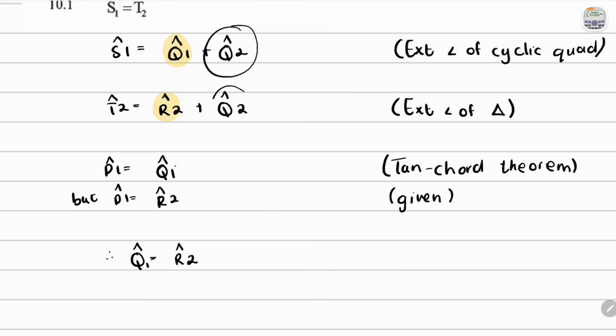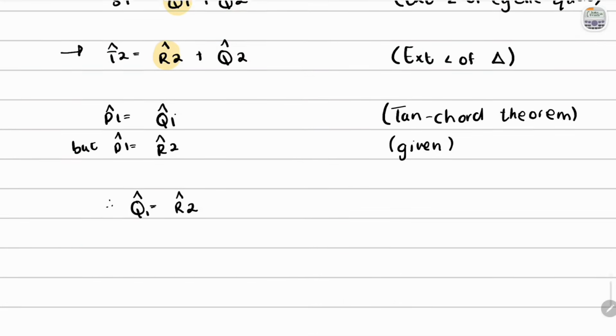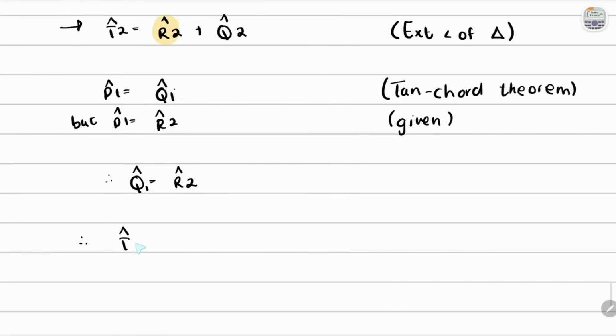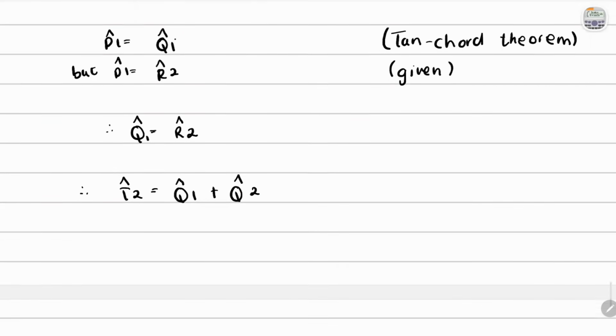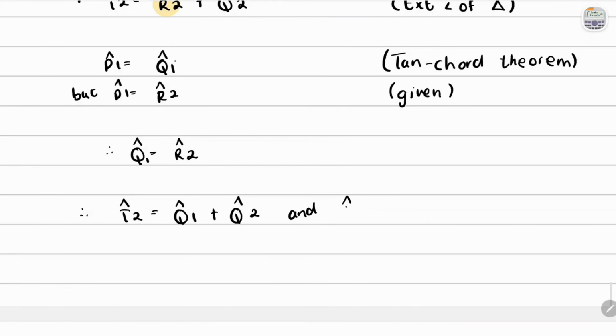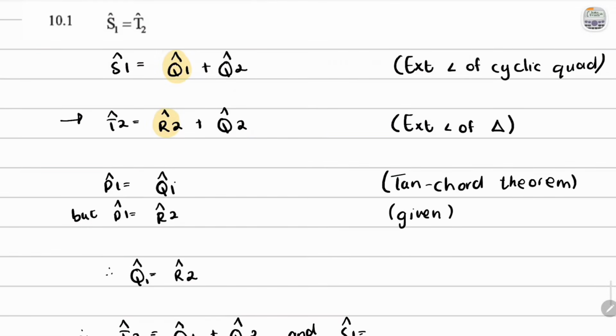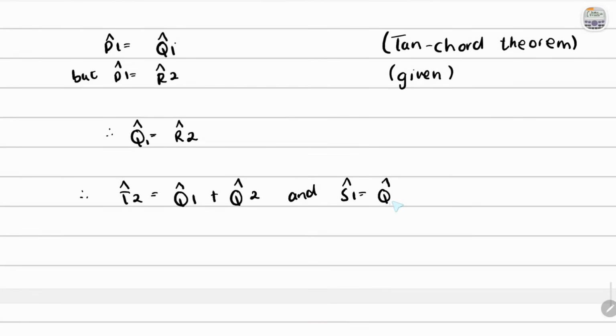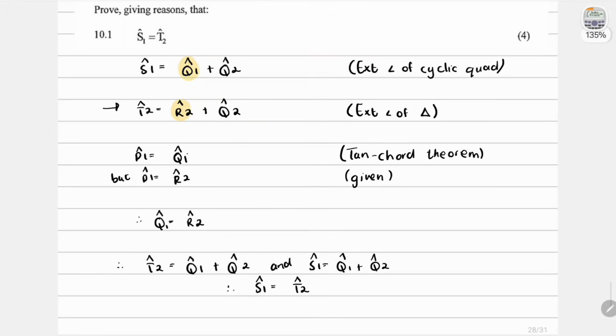See how this one has Q2 and Q2? This one has Q1, and now we found that R2 is also Q1. So let's update this equation. So it means that angle T2 is actually equal to angle Q1 plus angle Q2. And so since that is equal to that, and angle S1 is also equal to angle Q1 plus angle Q2, then it therefore means that angle S1 is equal to angle T2. And that is our answer.